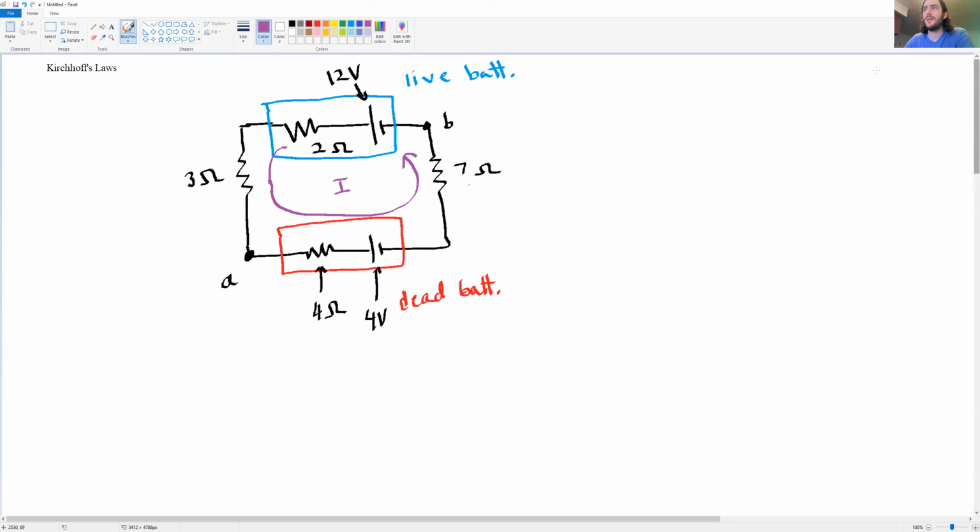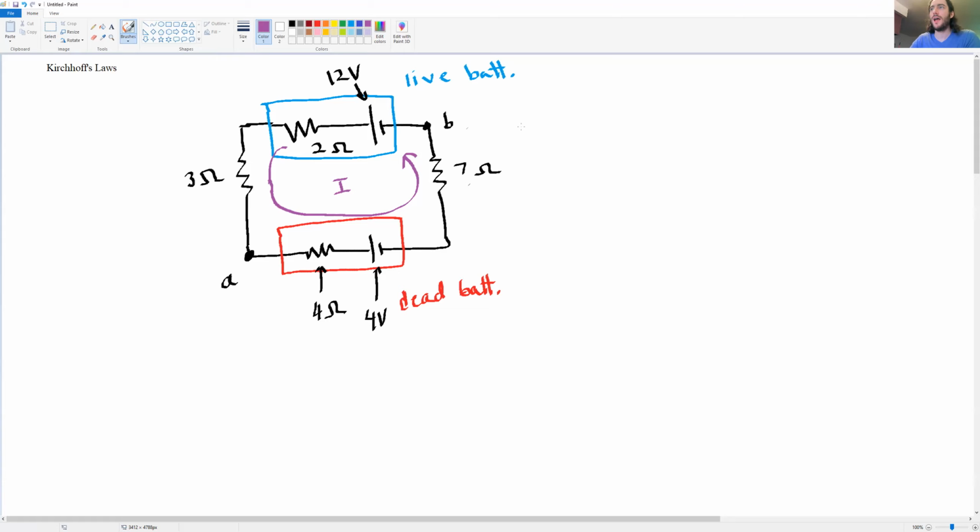So in this case, the reason I've chosen the current in this direction is because I know that this live battery is going to supply current to charge up this dead battery, so the current has to be flowing in this direction. That just comes from experience though. You just label a current in any direction and solve the problem when you're first learning.